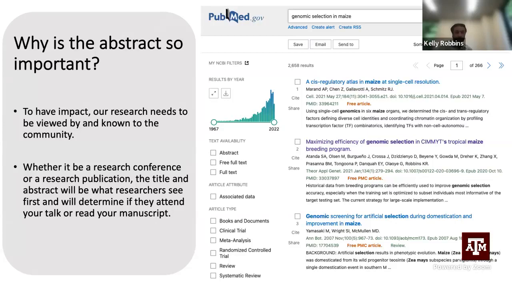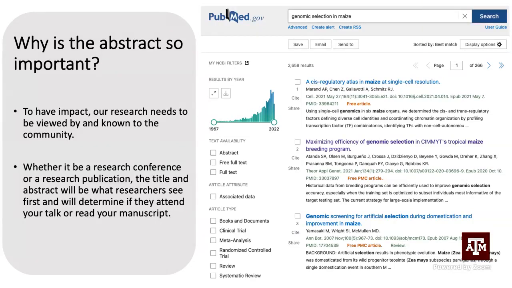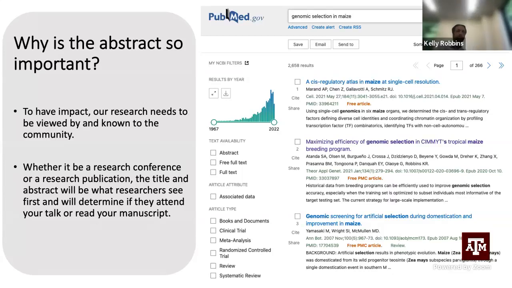The abstract is what's going to determine what talks I actually show up for, and so it's really important that you put a lot of thought into how you write the abstract, because ultimately, as researchers, we want our research to be viewed and known by the community. And how we put together that abstract is really going to play a part in how many people are actually going to read our work. And so it is something that I think people generally undervalue and don't put as much thought into as they probably should.